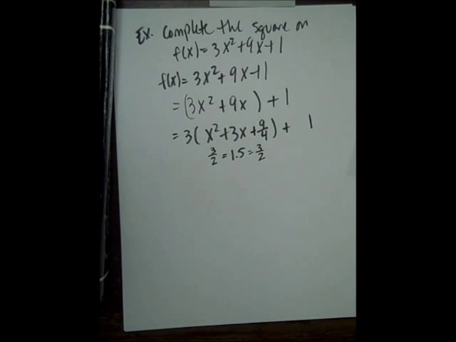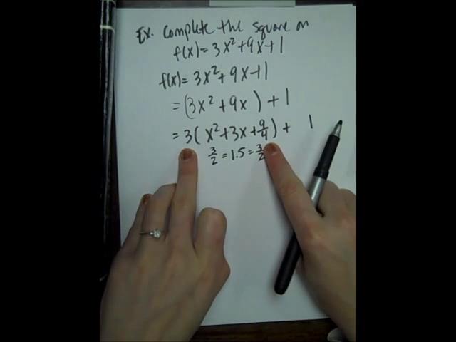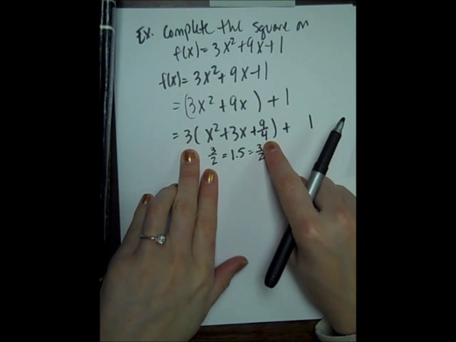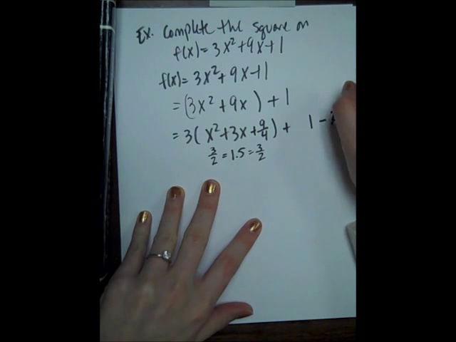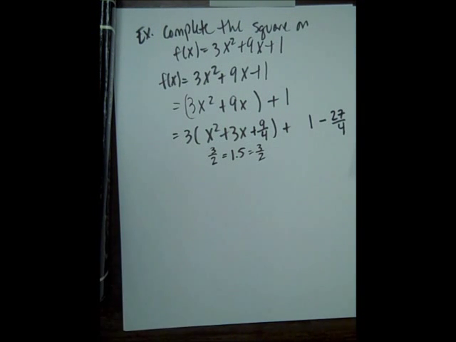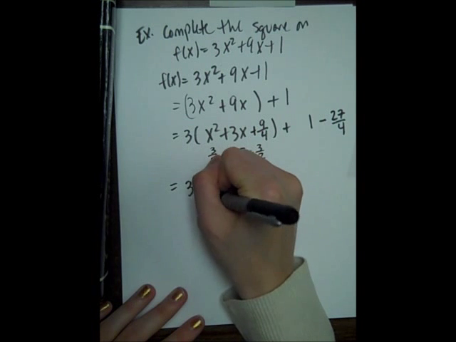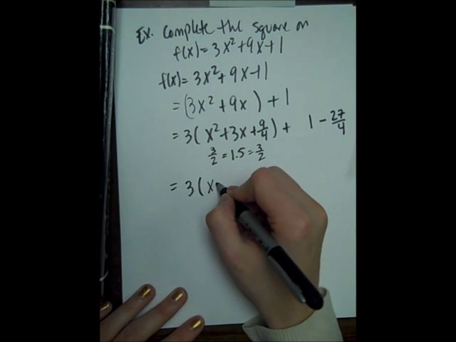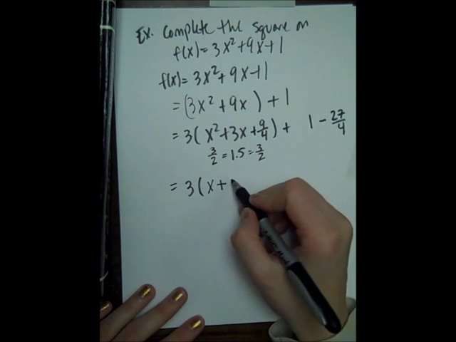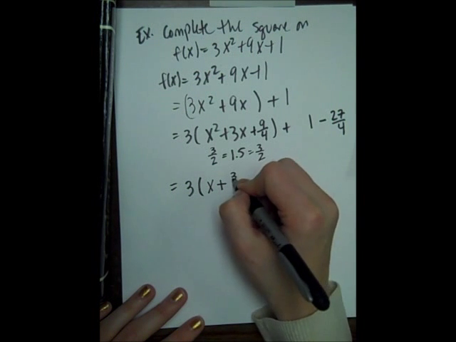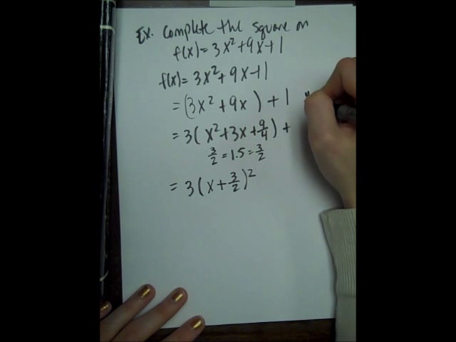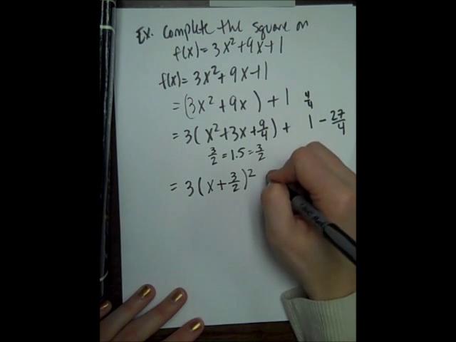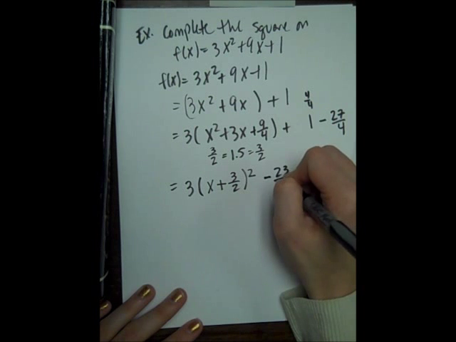Now fix it. The problem is that when I put this term there, I added in a 27/4. How do I know I added in a 27/4? Because the 3 distributes. So I need to subtract. Now rewrite it. So this will be (x plus whatever term is here, so 3/2) squared. 1 is the same as 4/4, so this will be minus 23/4.